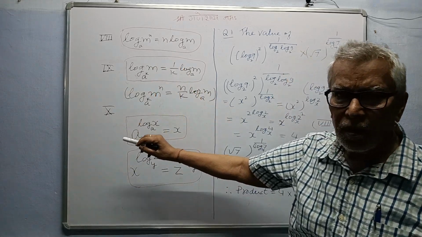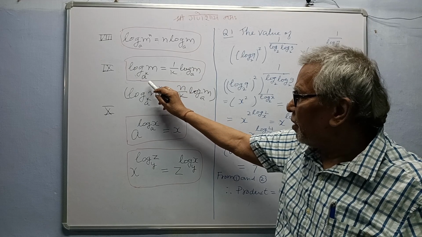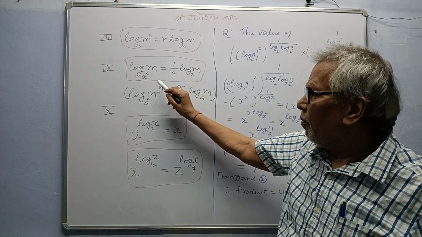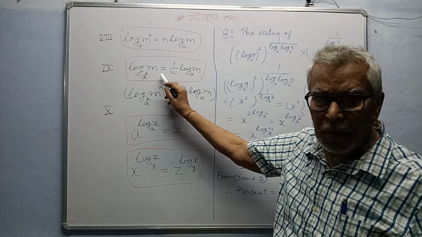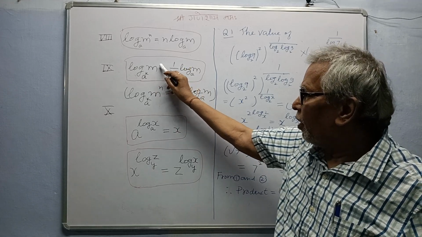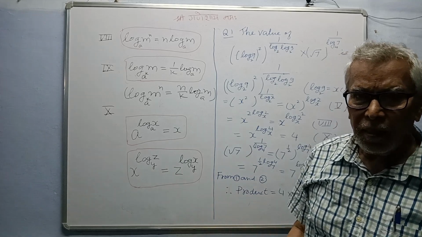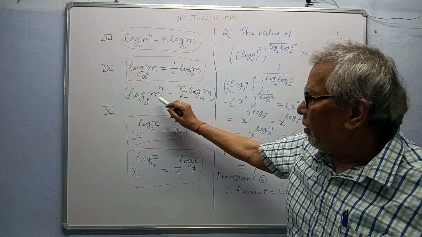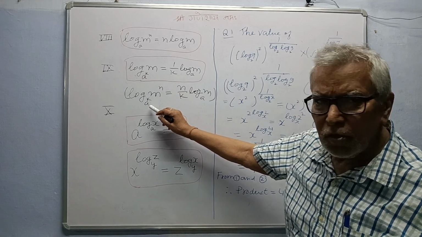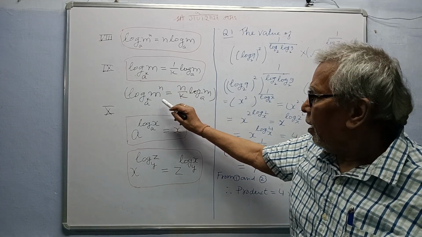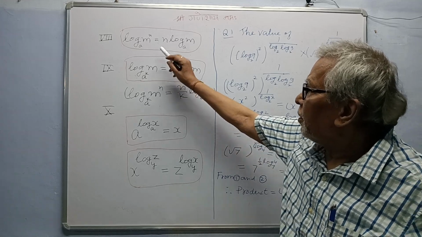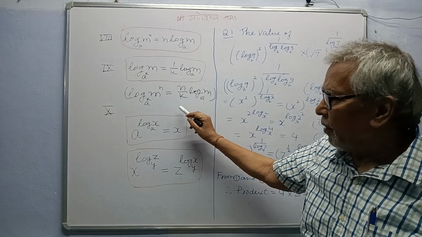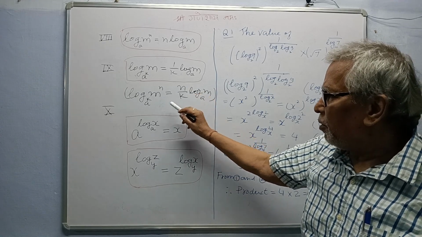9. Log m to the base a to the power k. So this is equal to 1 by, very important, k will come here. 1 by k log m to the base a. Log m to the power n base a to the power k is equal to, this n will come out like this. So n will come here and k will be in the denominator. So n by k log m to the base a.